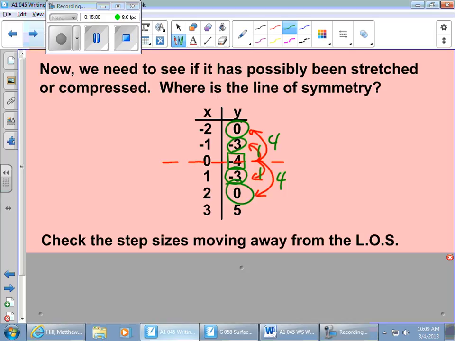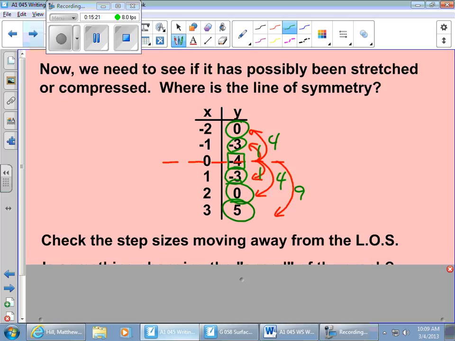Okay, and we could even check it even further because we do have an extra point down here. What would happen if you move 3 units away from the x-axis? That would be 3 squared, on the y-axis would be 9. From -4 to +5, that's 9. That is the way that the function is supposed to move.